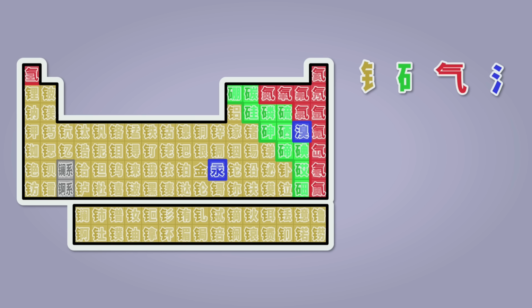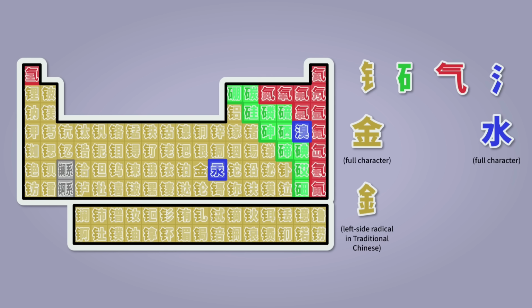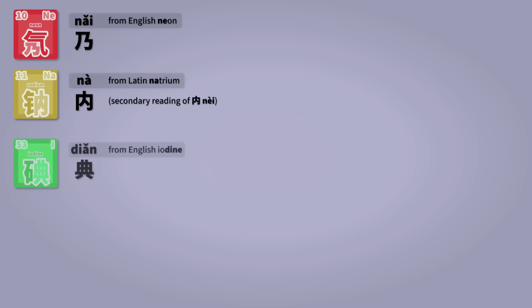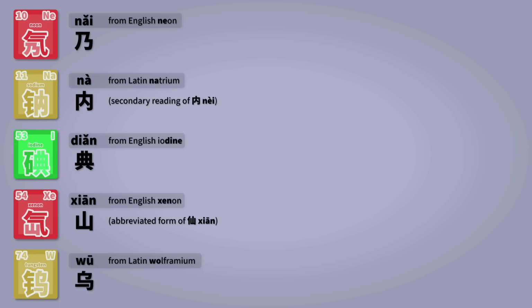Just to clarify, some of these radicals have different variants, like how the water radical has a simplified form when used on the left side of a character, and so does the metal radical, but only in simplified Chinese. When used as a full character, it's not simplified. You can also see it on the table as an element, because apart from metal, the same character also means gold.